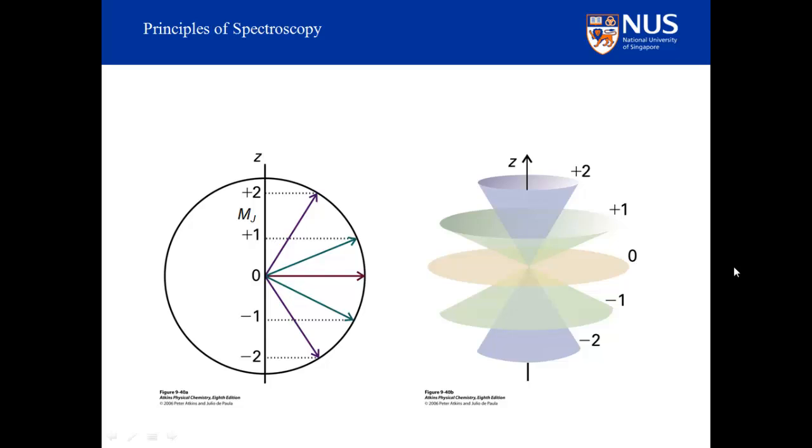The importance of this spatial orientation is that it leads to degeneracy. If my molecule is in the j quantum state, then there are 2j plus 1 possible orientations which all have the same energy, the definition of degeneracy.